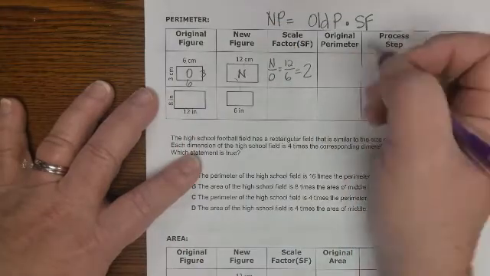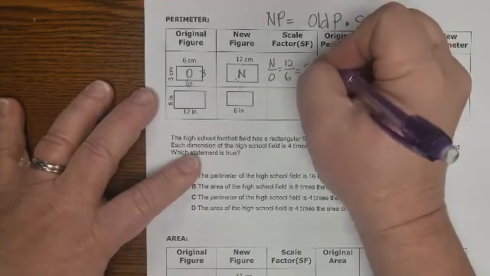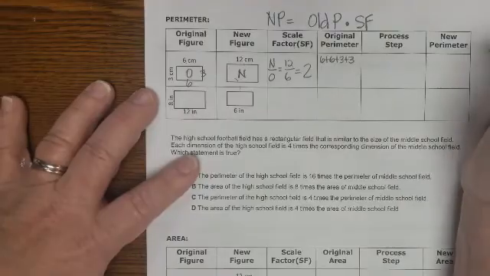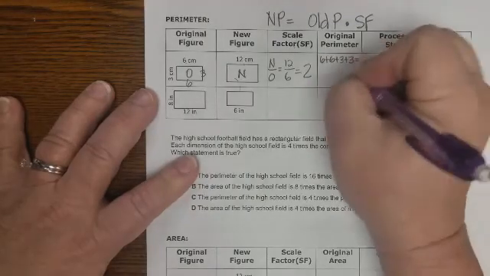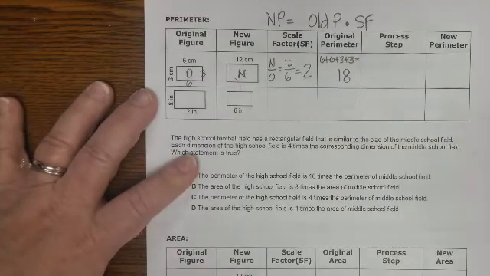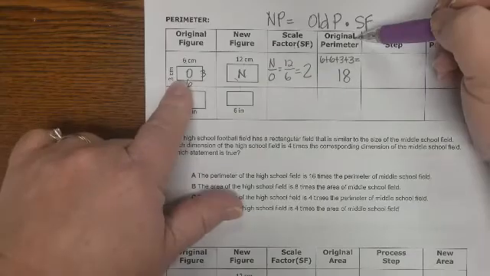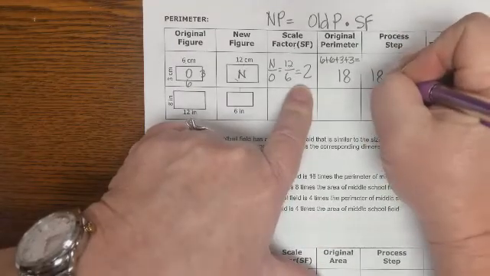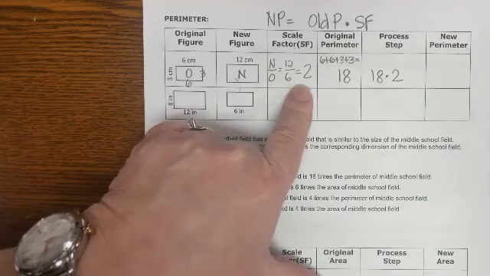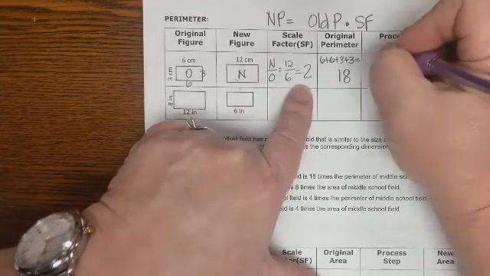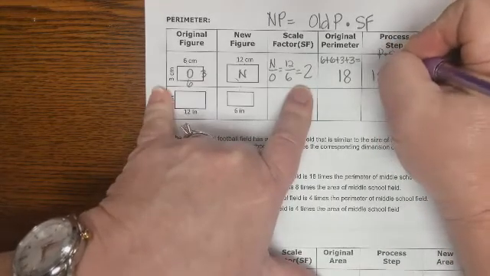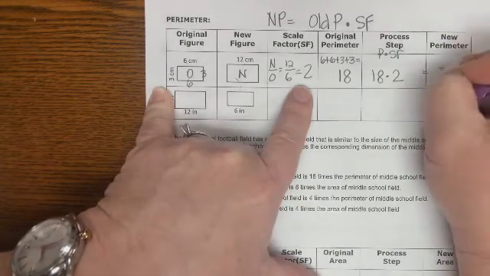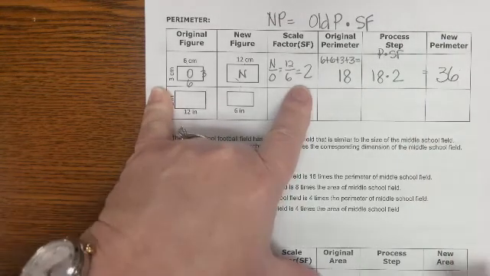My original perimeter, I would highly suggest that you get used to writing everything on your figure. So 6 plus 6, and I'm going to do this the hard way, 6 plus 6 plus 3 plus 3, and what does that equal? 18. So my original perimeter was 18. My process step is to take 18 times my scale factor. So this is perimeter times my scale factor to get my new perimeter of 36. Okay?